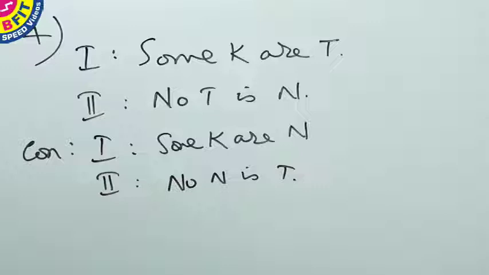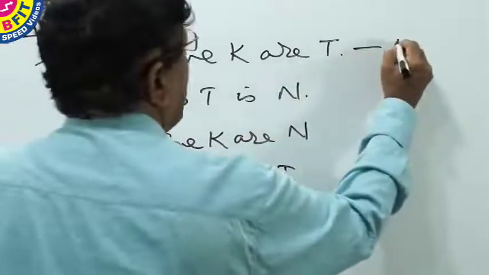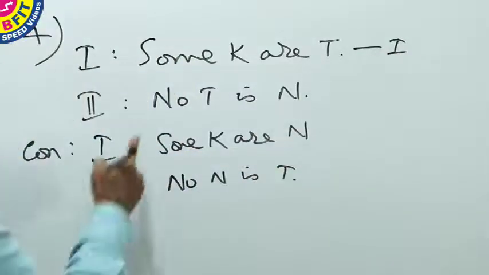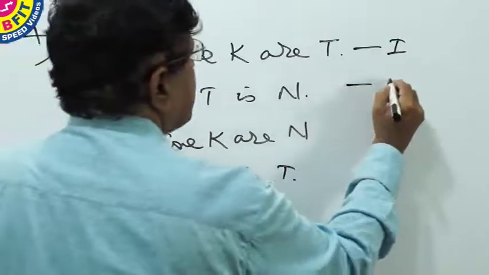Now what is the first step? First step, identify the statements. Some K are T, I type statement. No T is N, E type statement.